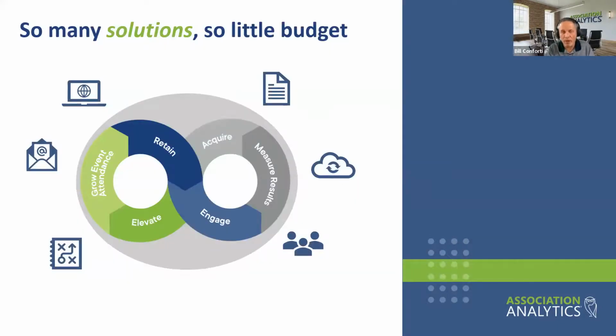Okay, so we have a lot of solutions to all those different things. The marketing department wants a new website. They want that new marketing automation system. The membership team wants better reports. IT wants some new server technology or security. Maybe they just want a new AMS altogether; they're fed up with the one that you have. All the departments want to hire more people. We talked about that lack of resources.